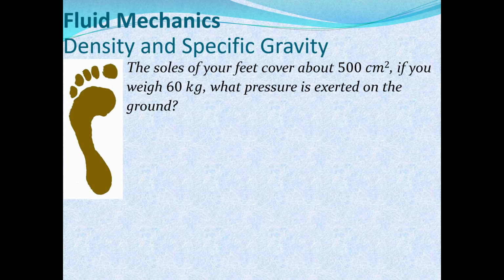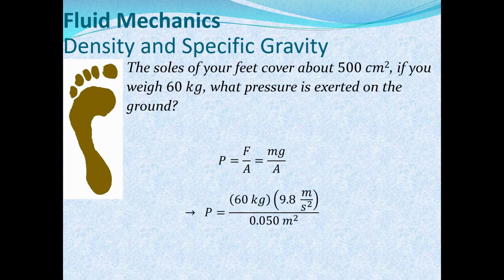All right, so they want the pressure. So what we're going to do is use the equation force over area. Now, force is the weight of our person. We have a mass of 60 kilograms, so that's pretty easy to figure out. And we just take that, divide it by the 500 centimeters squared, and we end up getting the pressure to be 1.2 times 10 to the fourth newtons per meter squared.